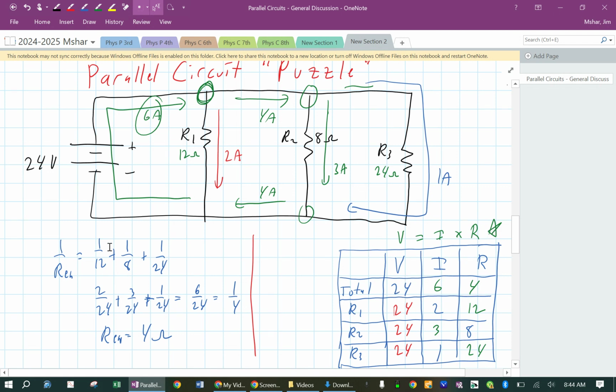Okay. So when you get to puzzle type problems like this, you're going to use your Ohm's law, and you're going to use the properties of parallel circuits, and you're going to look at adding and subtracting currents in junctions. I hope that was helpful. Thank you very much.